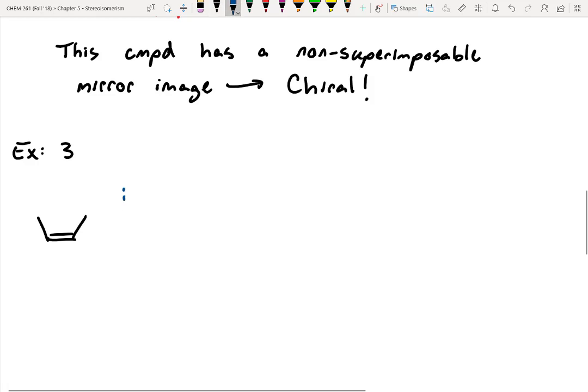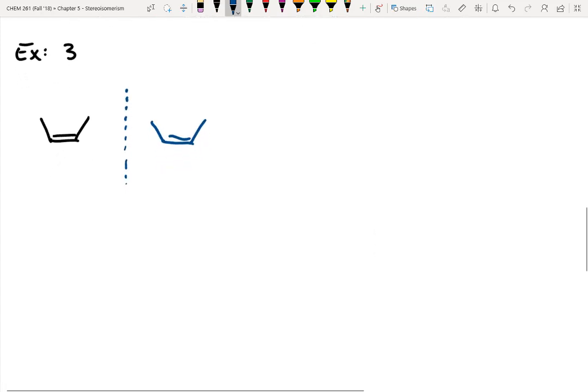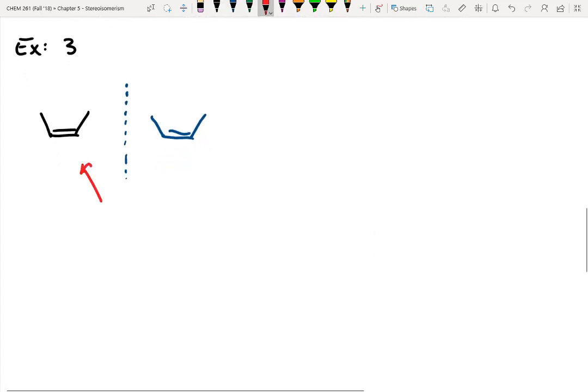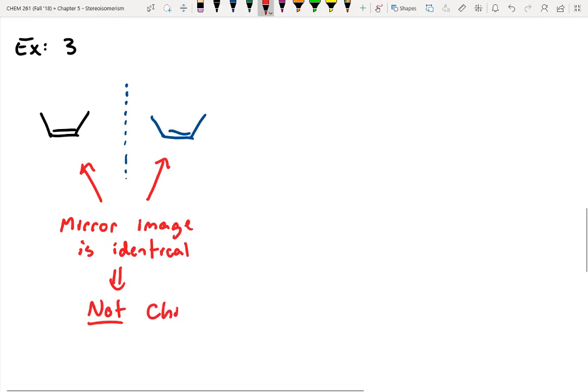So if we do this one and we think about its mirror image, I'll draw it in blue. Is that the same? Of course it is. So it's identical. The mirror image is identical. Therefore, it is not chiral. I'll show you a really simple trick, though.